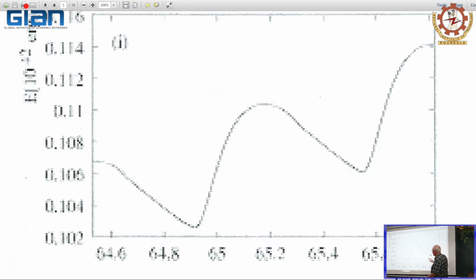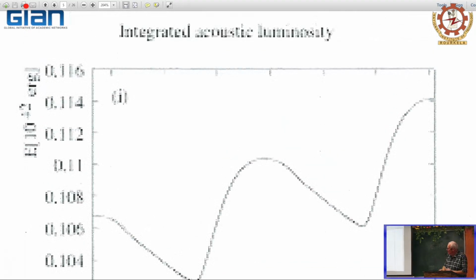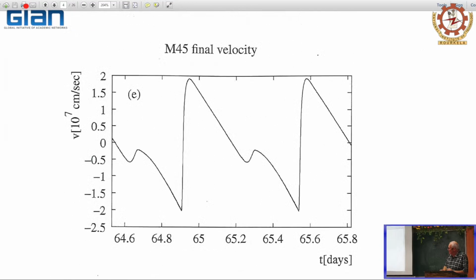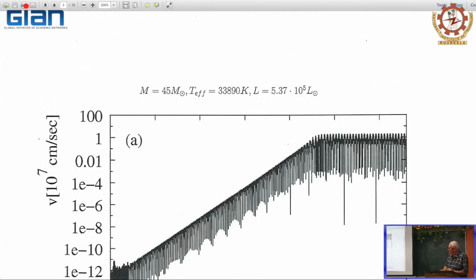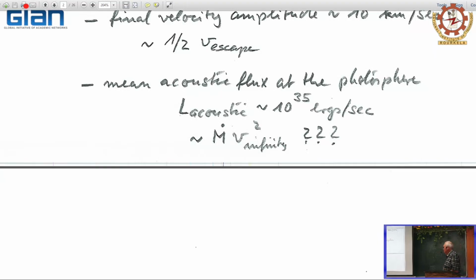So these are two pulsation phases, outgoing and incoming, but on the mean we have an outgoing acoustic flux, an outgoing acoustic energy, which we can calculate by simply taking the mean of this curve. And this accounts for 10 to 35 ergs per second. Do you know the luminosity of the sun? It's 10 to 33 ergs per second. So this is quite a big acoustic luminosity.